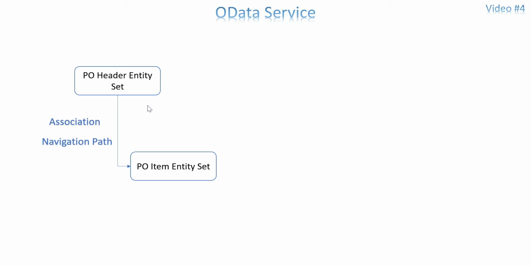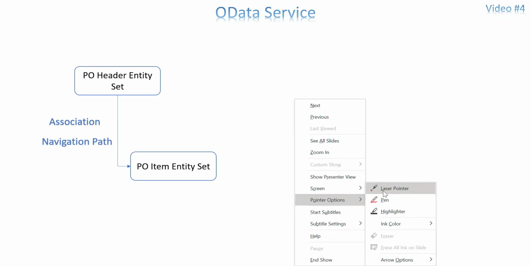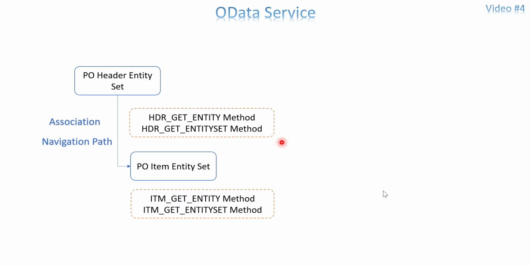Now, a little more technical. I have a header and an item entity set. Actually, we have a lot of methods created in the DPC extension class: create entity, update entity, delete entity, get entity, and get entity set. So five different methods are created by default. But we are going to see two important methods for this session: get entity and get entity set. For an item, this is one entity, and for that there is a method called get entity.